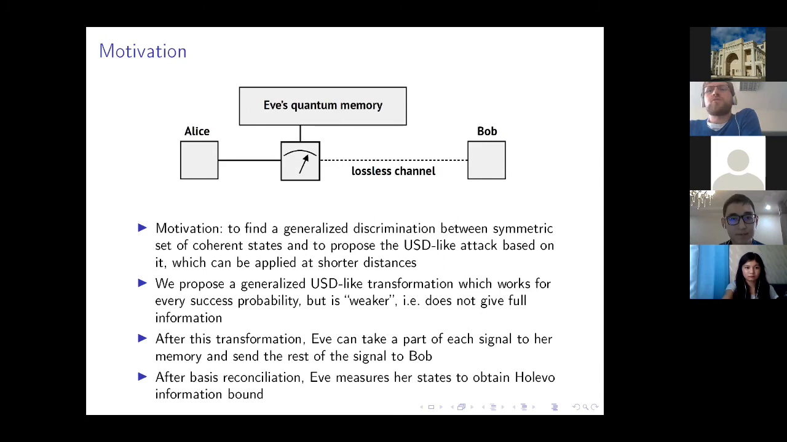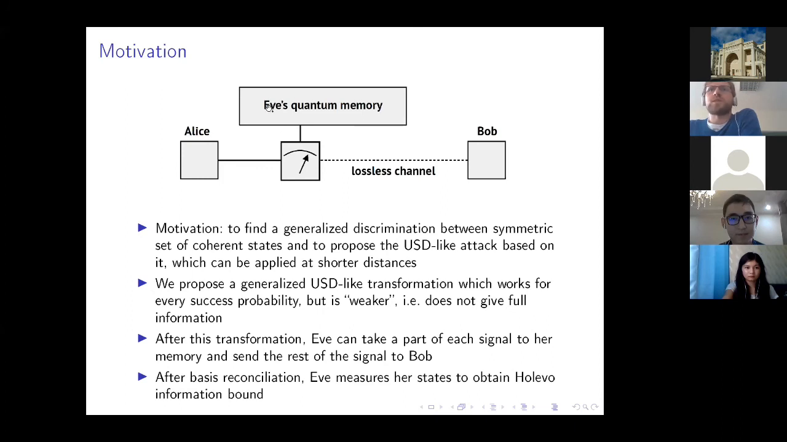It does not extract full information from the states, but it makes them more distinguishable. After this transformation, you can take a part of each signal to her quantum memory and send the rest of the signal to Bob, like in the beam splitting attack scenario. And after basis reconciliation, which is done by Alice and Bob, Eve measures her state to get the Holevo value of the states in her quantum memory.